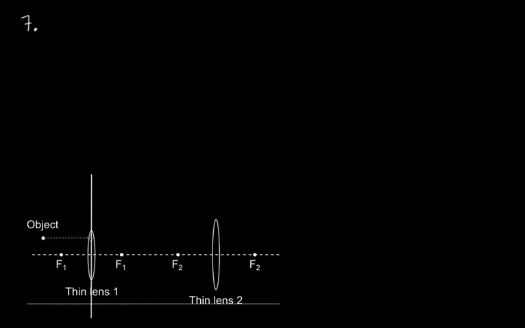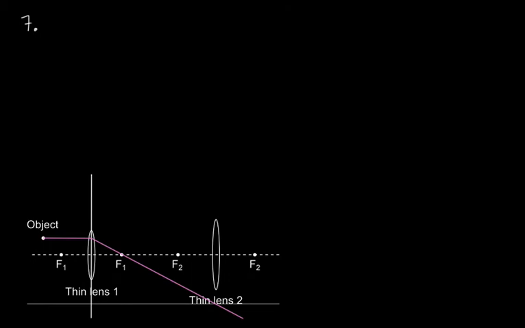So let's draw the first ray. It travels parallel to this principal axis. Once again, use a protractor to make sure that it's making an angle of 90 degrees here, and then once it hits the middle of that lens, it is refracted through this focus here.